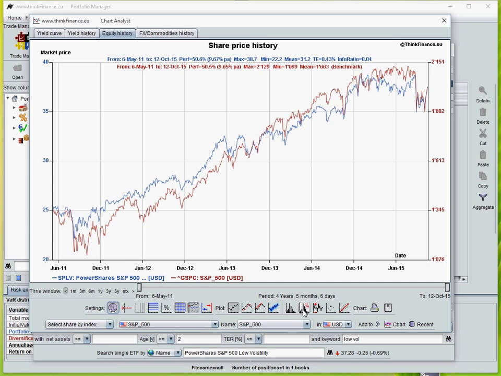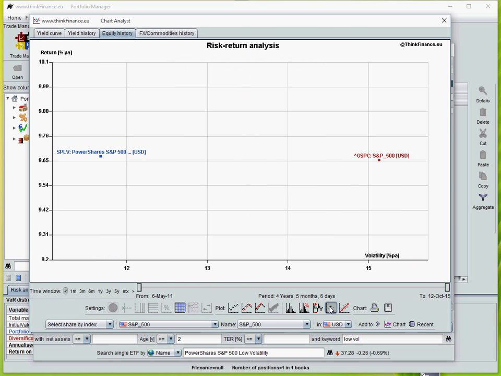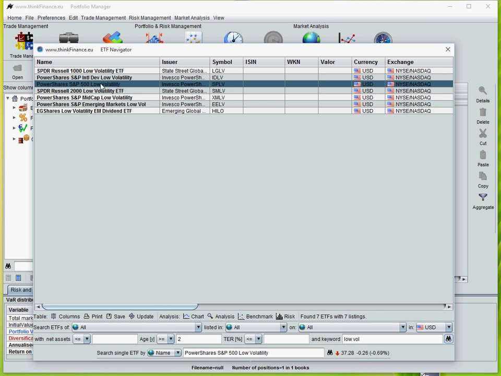But what about the risk profile? If I click on the value at risk distribution button here, I see that in fact the value at risk of the low vol ETF is lower than the benchmark, as expected. I can also look at the risk return chart and I see that the return is close to benchmark, very similar, but the volatility is much lower. So I kind of like this ETF. It's the PowerShares with the symbol SPLV, and I want to use this as my first potential investment solution.